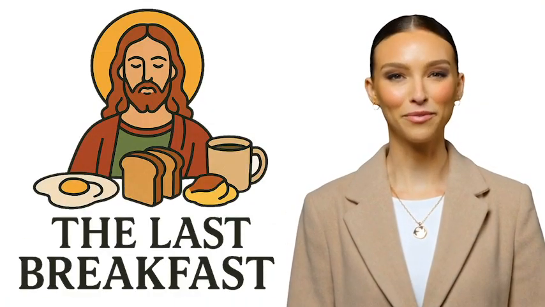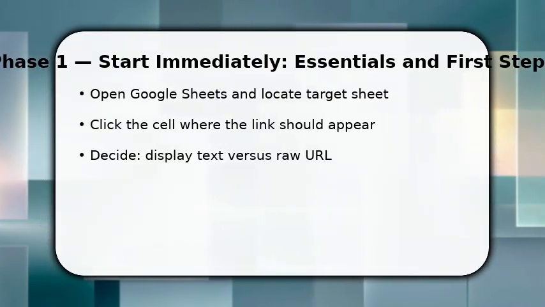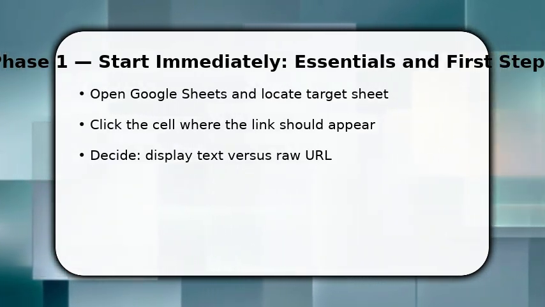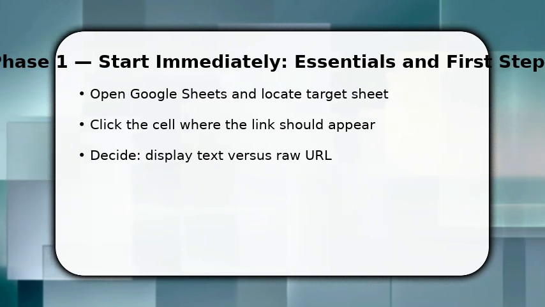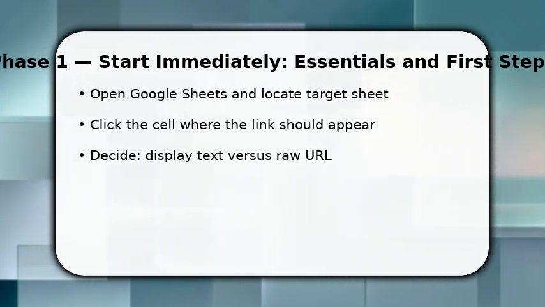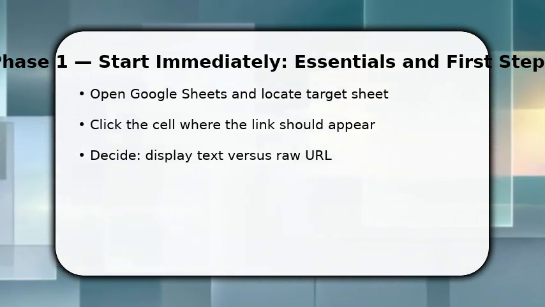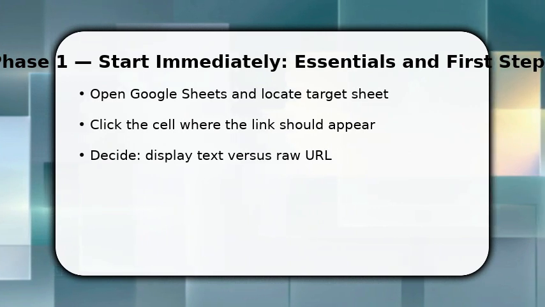Please enjoy the video. You start by opening the sheet and selecting the exact cell you want to hold the link. Click once to activate it. Make sure you know whether you want display text or the raw URL visible. Once done, press Ctrl+K or go to Insert Link to open the link dialog.